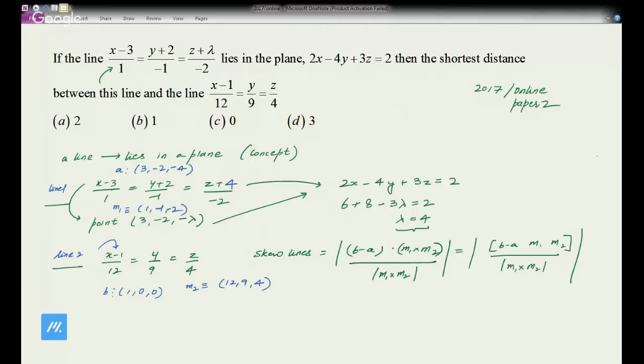Okay, got it? So how do you solve the scalar triple product? We are just trying to solve (b minus a) dot (m1 cross m2). What is b minus a? It becomes (minus 2, 2, 4). For m1 and m2, just simply put the values in the determinant. Solve this particular determinant and it comes out to be 0. So the answer comes out to be C.